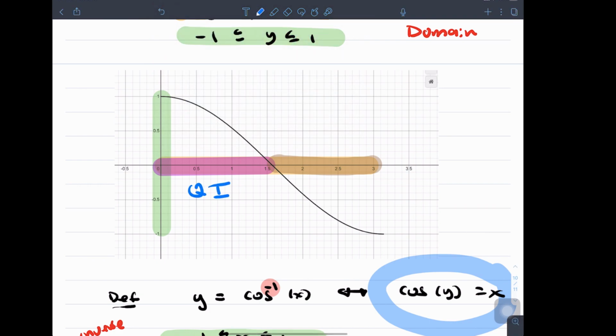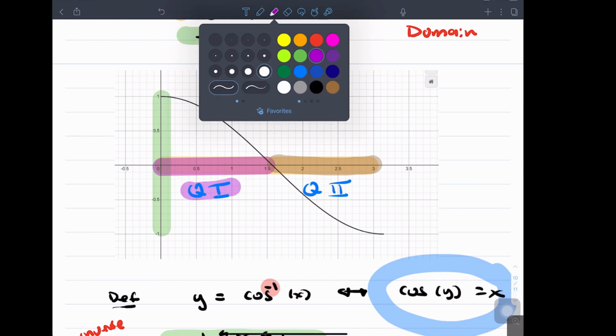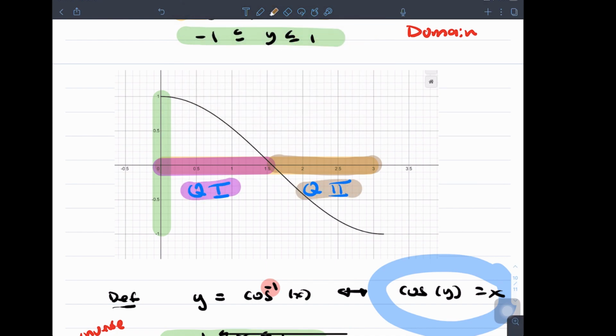Quadrant 1. And what is this quadrant over here? This is quadrant 2. So we're keeping quadrant 1, and we're keeping quadrant 2 now. Is that right?